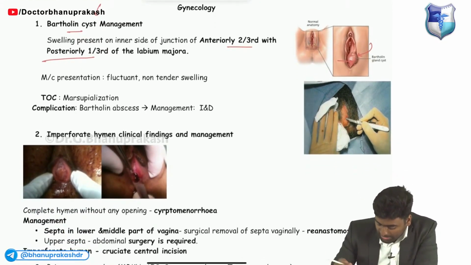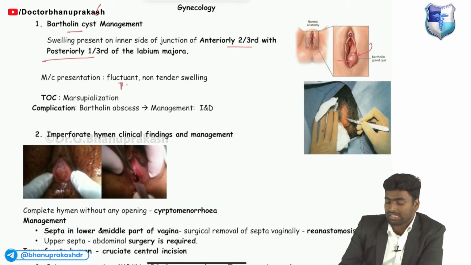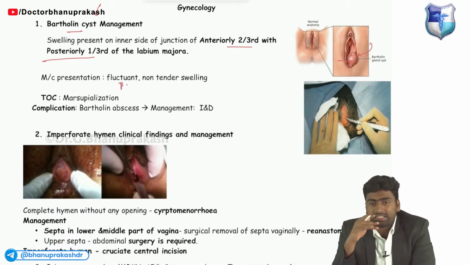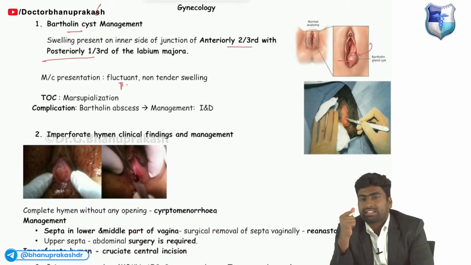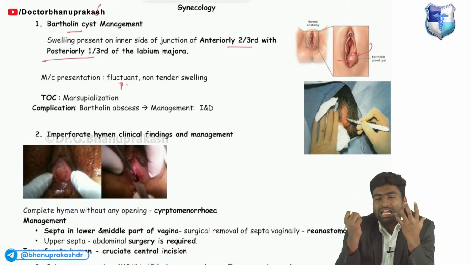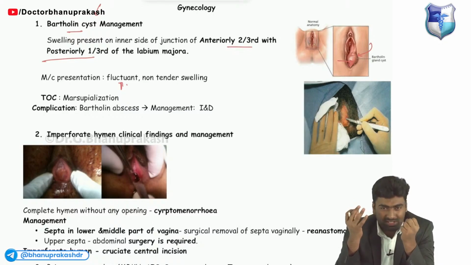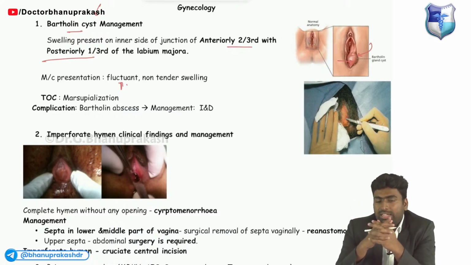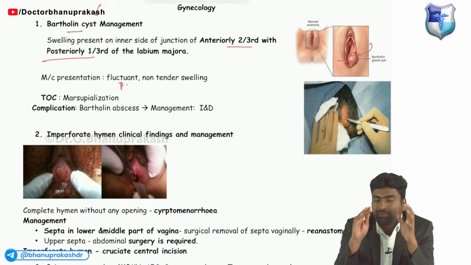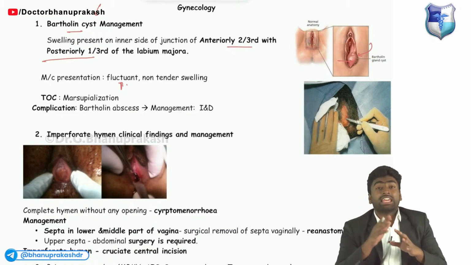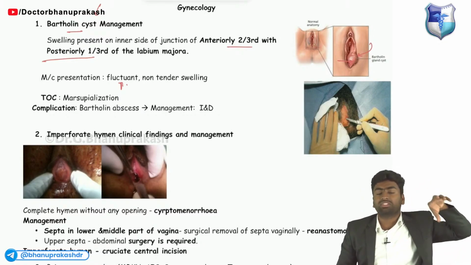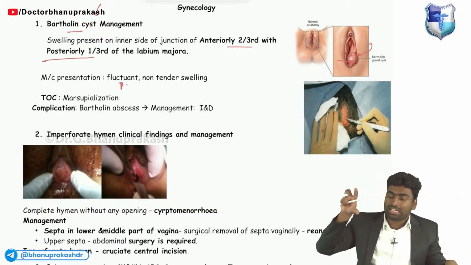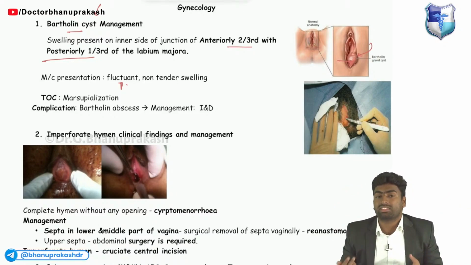The most common presentation is that it is fluctuant and non-tender. If something is there, it will give a foreign body sensation. So because of this discomfort, the female will complain and come in. So usually it will be fluctuant and without any tenderness. Whereas if this Bartholin cyst becomes an infected abscess, then it will cause pain.